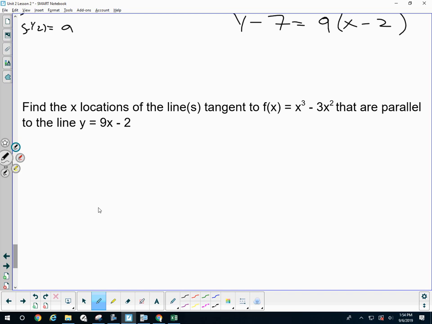Oh my goodness. Find the x locations of the line or lines tangent to x cubed minus 3x squared that are parallel to the line y equals 9x minus 2. What? It's very important to think about things visually first, especially in this class. A visual understanding of what you're trying to accomplish actually helps things tremendously, okay? I'm going to pretend like I have no idea what this looks like besides that it's a cubic, okay? I got some sort of cubic. And then I have a line, y equals 9x minus 2.